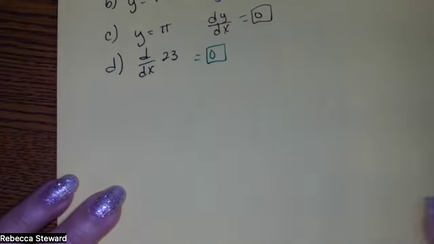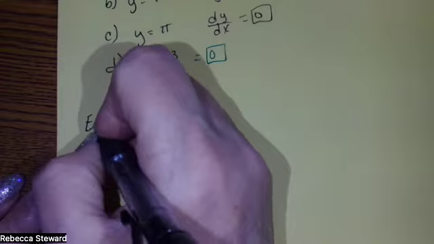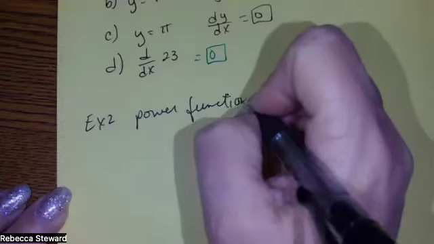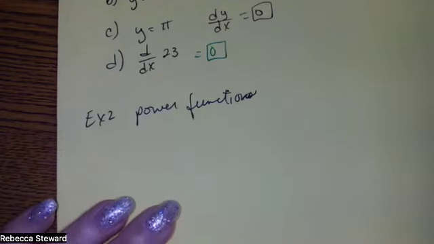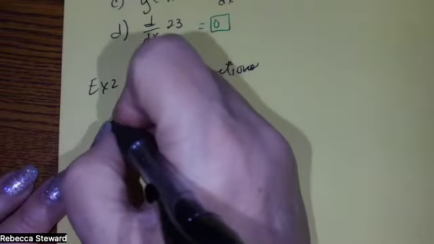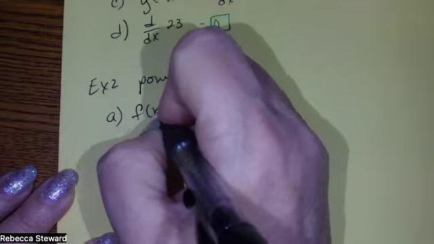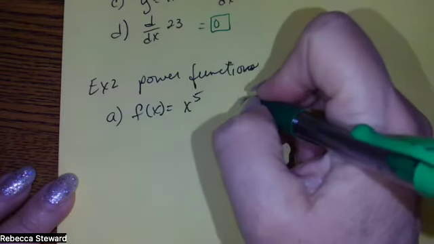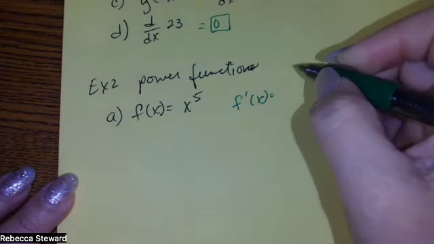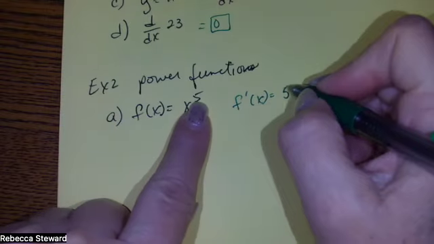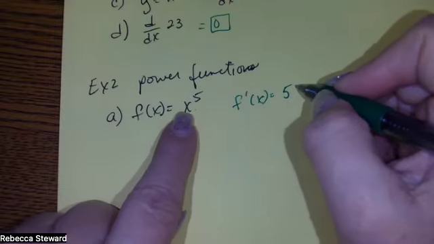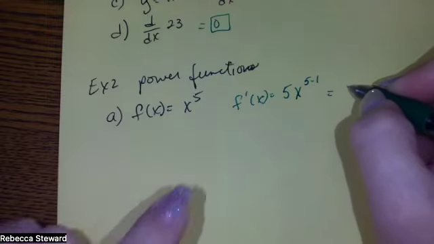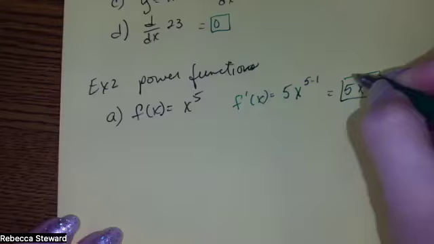Okay, let's go to example 2. For example 2, we are going to talk about power functions. We've already talked about the rules. So A, if we have f of x is equal to x to the 5th, then our derivative is going to be the power. The power is 5, which comes out to the front, and then we have 5 minus 1, which will get us 5x to the 4th.